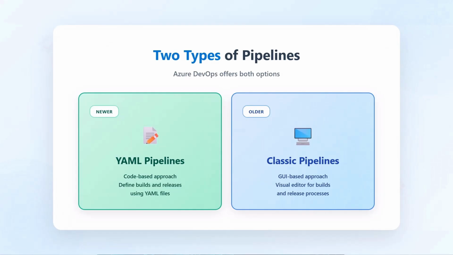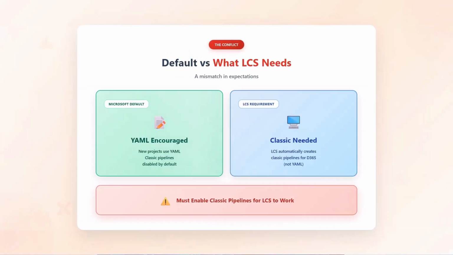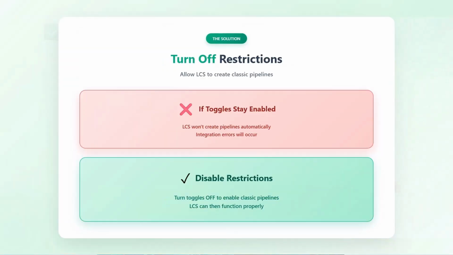Azure DevOps has two types of pipeline systems: the newer YAML-based pipelines, which use code to define build and release processes, and the older classic pipelines, which use a graphical GUI-based editor. Microsoft now encourages YAML pipelines for new projects, so by default, classic pipelines are disabled. However, when LCS provisions build environments and sets up automated deployments for Dynamics 365, it still automatically sets up classic pipelines, not YAML ones. If we leave these toggles enabled, LCS won't be able to create those pipelines on our behalf. So we need to turn these restrictions off to allow LCS to function properly.